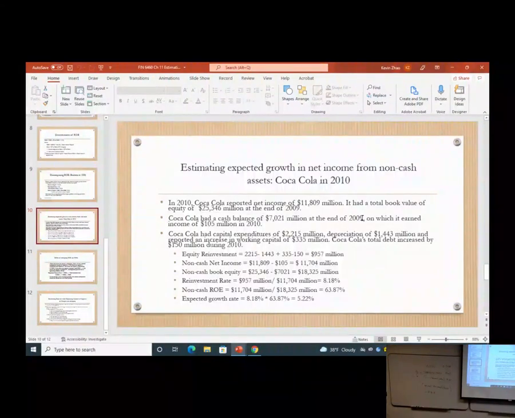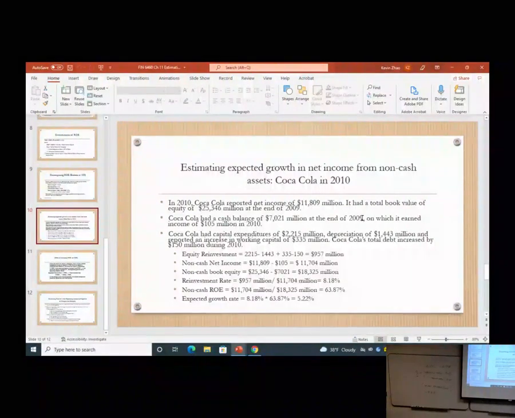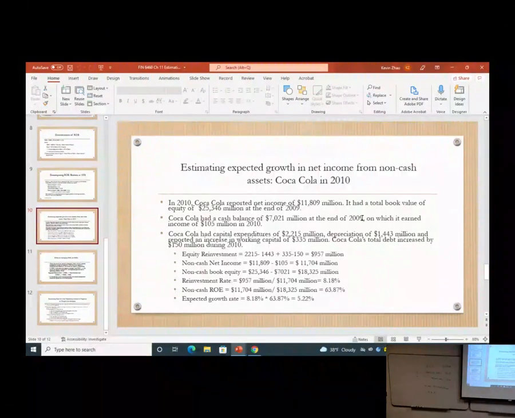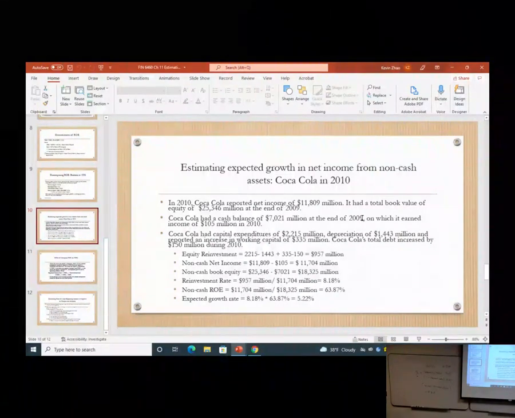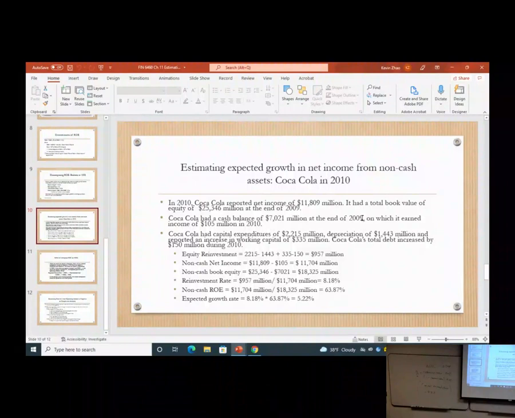And then what about ROE? ROE equals net income, which is 11.8, divided by total equity. Net income divided by total equity, right? And the total equity is 25.3.